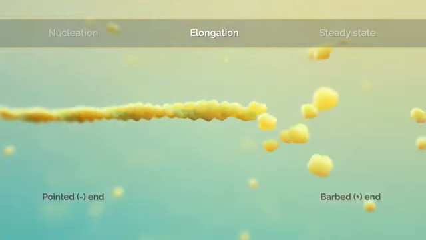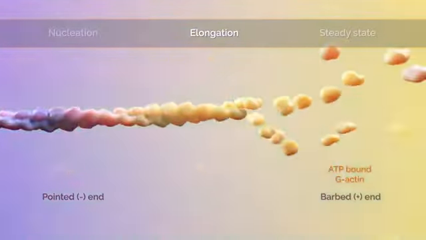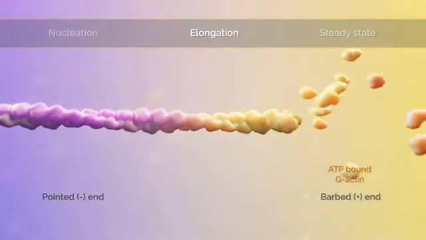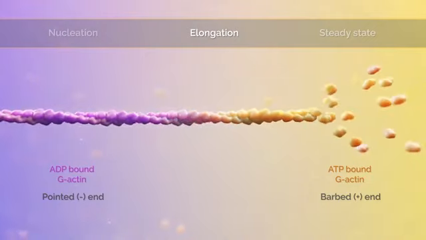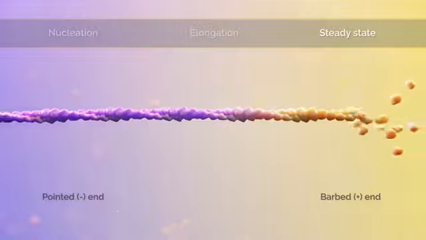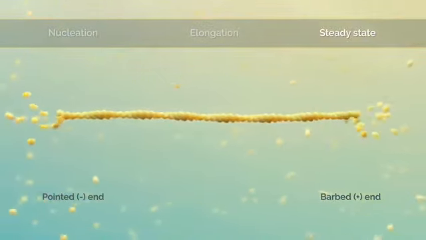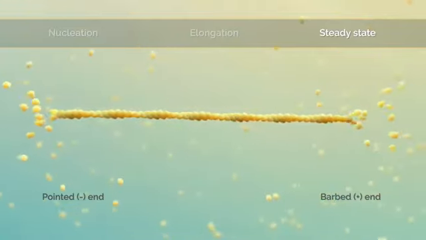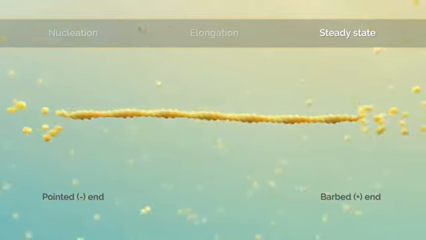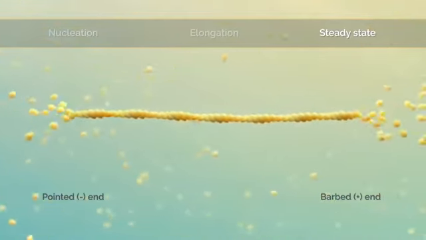Bound G-actin monomers undergo ATP hydrolysis, producing an increase of ADP-bound G-actins at the pointed end of the filament. These G-actins dissociate more readily than the ATP-bound G-actins at the barbed end of the filament. Thus, actin filaments undergo treadmilling. As the reaction reaches a steady state, G-actin monomers are constantly added to the barbed end and removed from the pointed end of the filament.